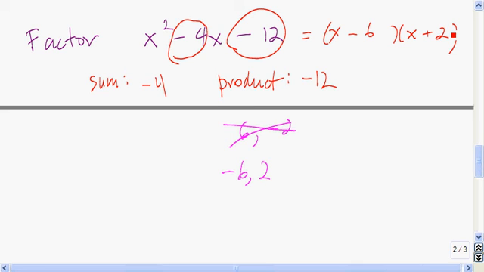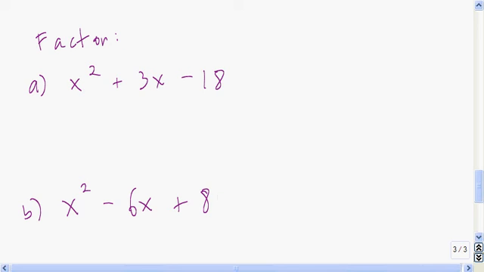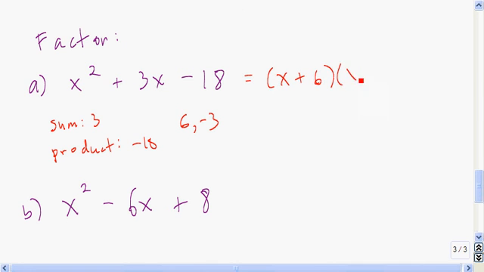I'm going to give you two to try on your own. Why don't you press pause while you try these two. In this first one, the two numbers we're looking for have a sum of 3 and a product of negative 18. The numbers that work out for that are positive 6 and negative 3. So that means this factors as x plus 6 times x minus 3.